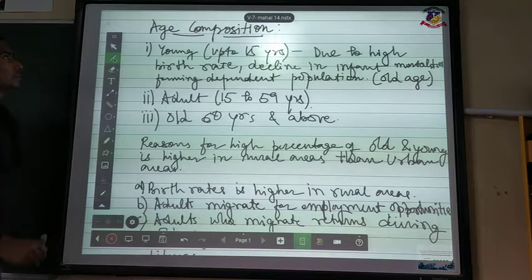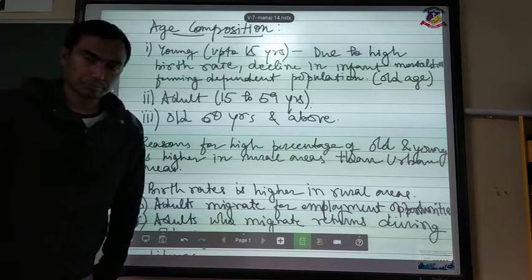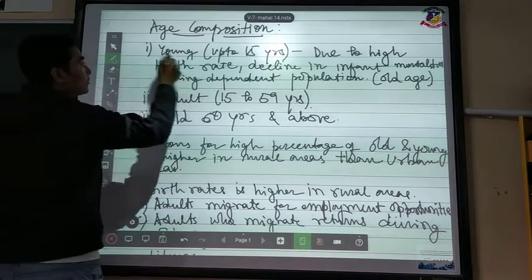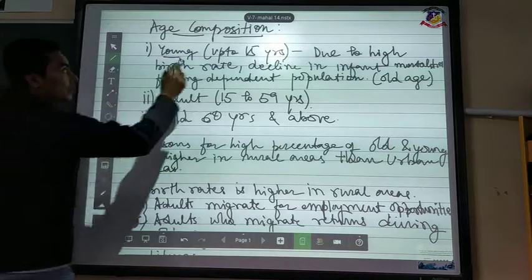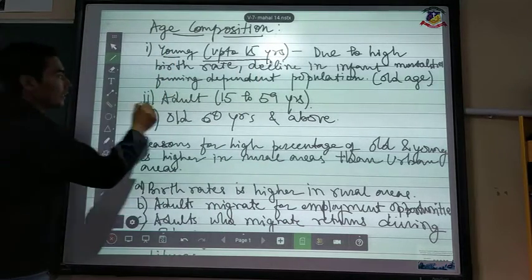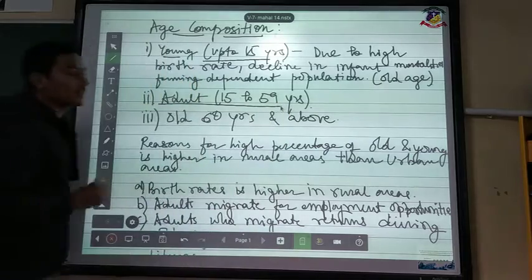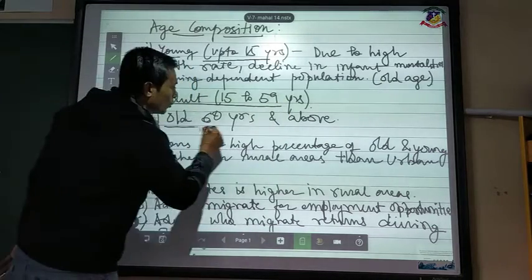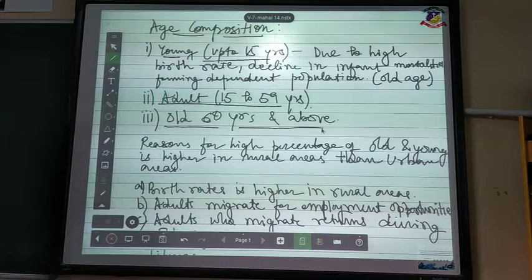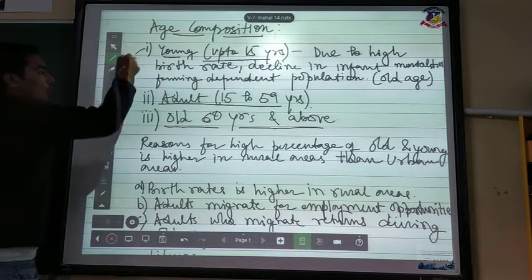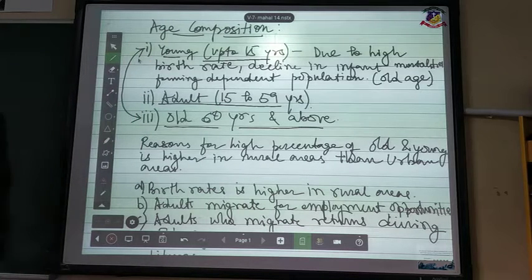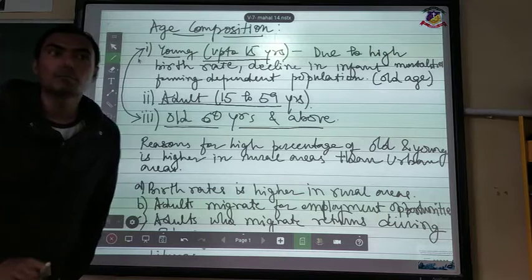Now, next, age composition. Now, age composition has been further subdivided into three. First is young, that is up to 15 years old. Second, adult, 15 to 59 years. And third is the old, that is 60 years and above. Now, if you look here, this young and the old are referred to as the dependent population.